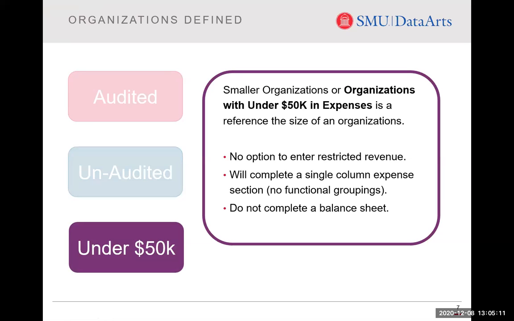Finally, the last category of organizations who complete a CDP are organizations with annual expenses under $50,000. I do want to note that these organizations are also unaudited, so they technically do not have an audit, but we put them into a separate category in terms of filling out the CDP because they often have less extensive financial data to input into the CDP.